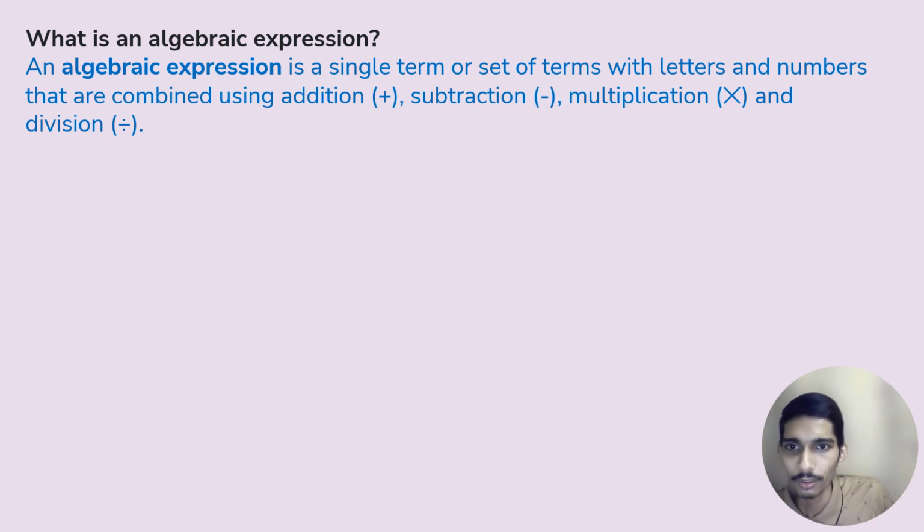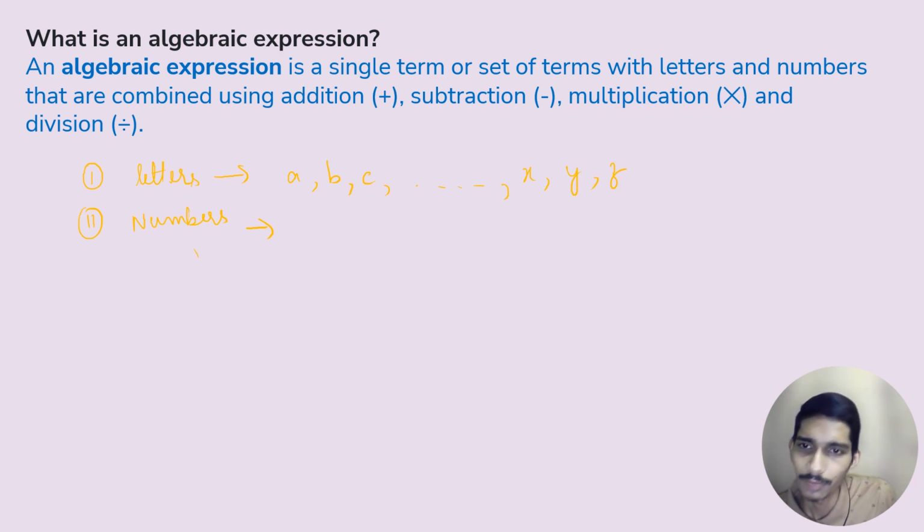It is a combination of, number one, letters. Letters means what? A, B, C, D, X, Y, Z. Commonly we use X, Y, Z, but you can use any alphabet. Second will be your numbers. It can be positive, it can be negative, any number. I am randomly writing it.